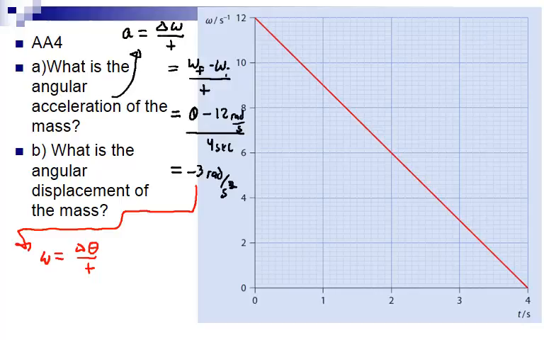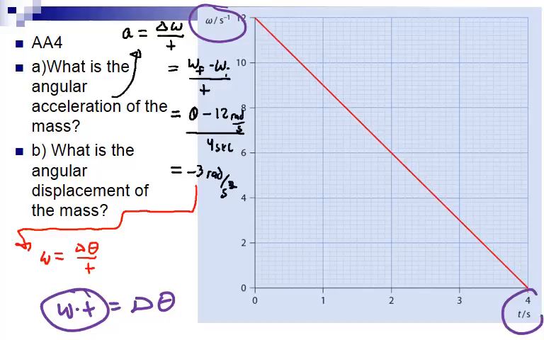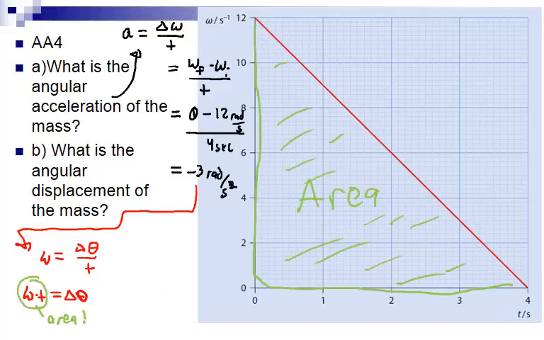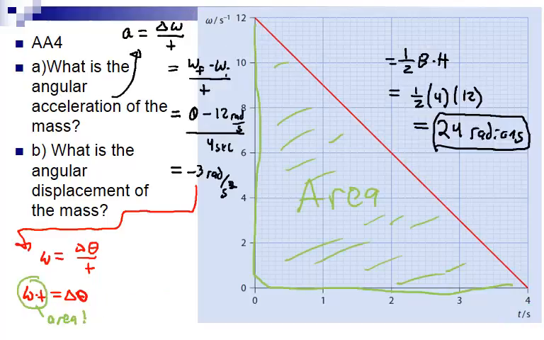Yeah, we know the acceleration. That's part A. Now, part B, what is the angular displacement of the mass? Well, we know omega times time will give us delta theta, which is how far it goes. And these are on the x and y axis. Therefore, we can get the area, and if we get the area, that will give us 24 radians. That's how far it goes. Now, you could have used the kinematic equations too, and that would have been fine.